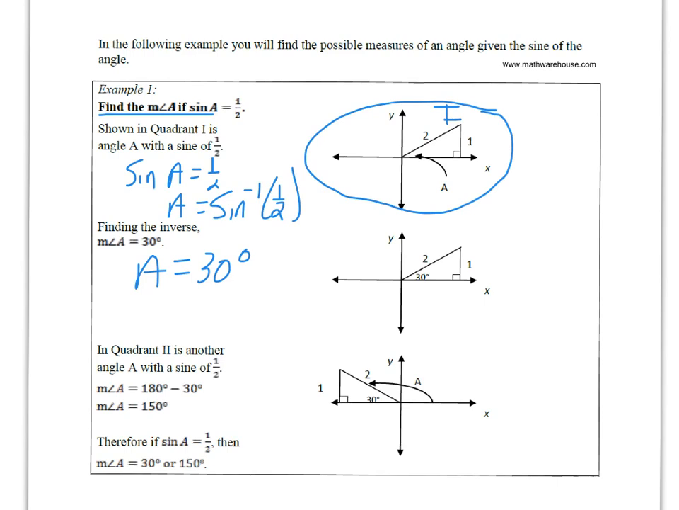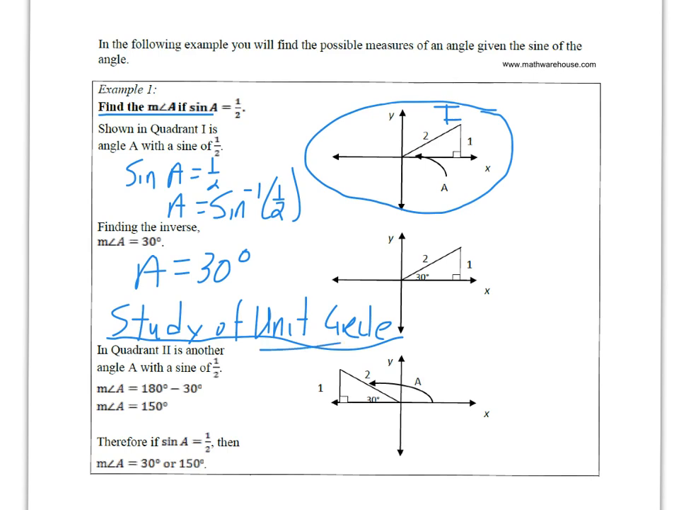But we're not done, because in your study of the unit circle, we know that there is another angle on the unit circle where the sine of angle A equals 1/2. We need to find that other angle. We know that has to occur in quadrant 2 because the sine is positive.